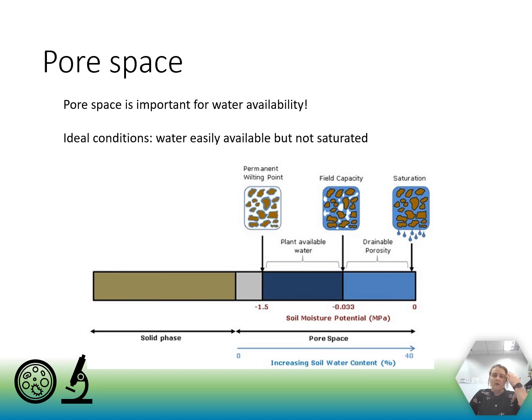Last couple things that we'll talk about. One of the big ones is pore space. So pore space is really, really important for water availability. The ideal conditions that we have is where water is easily available, but we don't have a saturated situation. So when we have our solid phase, this is just bedrock and things like that over here. But when we have pore space and we have all these little spaces in between, if we have very small soil moisture potential down here, this is where plants are going to wilt. They're not going to grow really well because there's not enough moisture around these aggregates for them to grow.